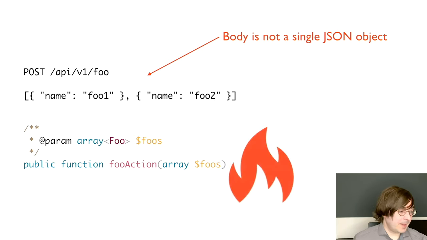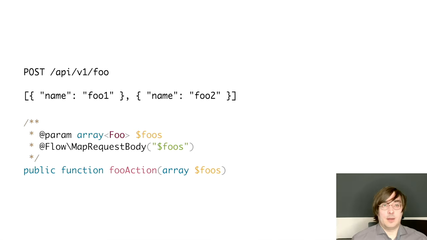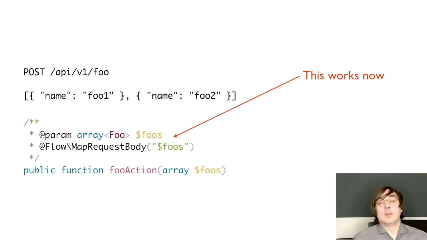So now we have this. We have the new map request body annotation that you can tell which argument variable the request body should be mapped to. And it will map the whole request body. It could be an object or an array or just a string. As long as it's valid JSON, we will map the result of the JSON decode into the given variable name. So this works now, and you would get the array foos in the variable foos. As said, it works with all kinds of different JSONs, so have a look at that if you have incoming JSON.